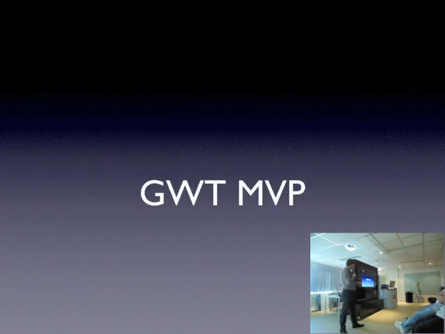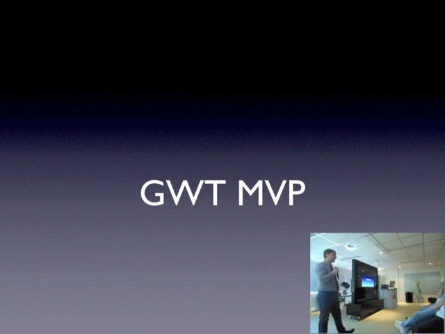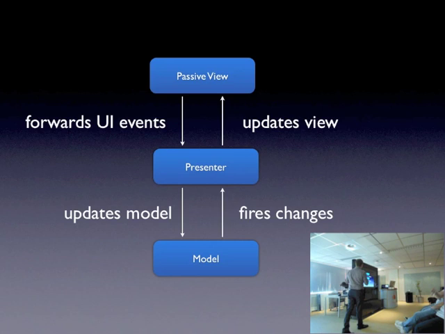Let's talk about one last thing in GWT, and then we're off to the open source projects, which is GWT MVP, which is just a pattern for building your UI. If you're familiar with iOS development, this is what Apple calls MVC. It just means that you structure your application in a way that it's testable and easy to maintain.